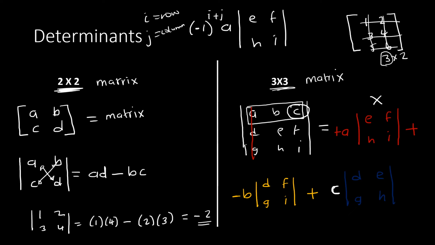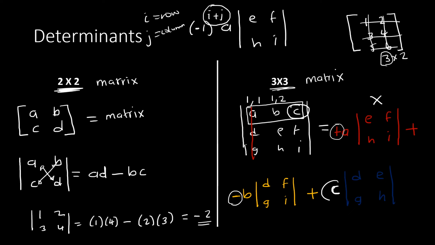So if my I is 1, because this is row 1, and this is column 1, this will be minus 1 exponent 2. So anything exponent an even number is positive 1. So that's why this is positive. But if you go to the second one, B is row 1 column 2. If we say 1 plus 2, it's 3, it's an odd number. So it will be minus 1 times B. That's why this is negative. Your C will be positive.